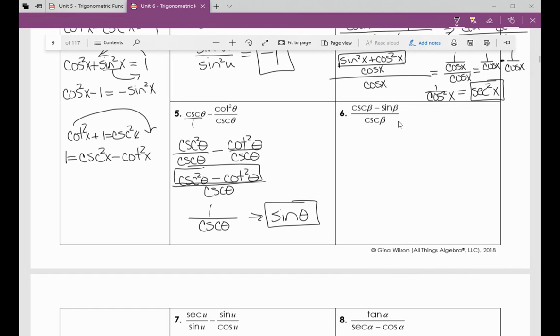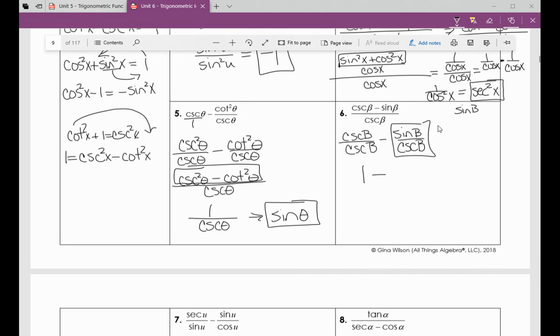All right. For number 6, I'm going to use it without making any substitutions. I have a monomial denominator, so I'm going to split this denominator. So that's going to be cosecant square over cosecant, or just cosecant over cosecant, minus sine of beta over cosecant beta. Okay, so that gives me 1 minus, I need to do a little bit of work over here. So I'm going to change that to sine. So that would be sine beta.